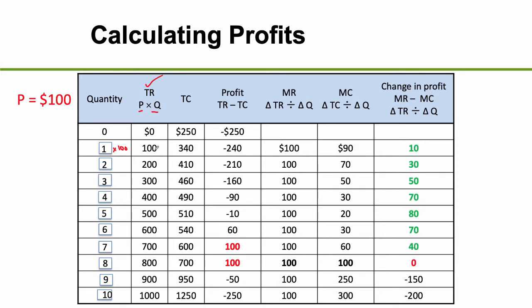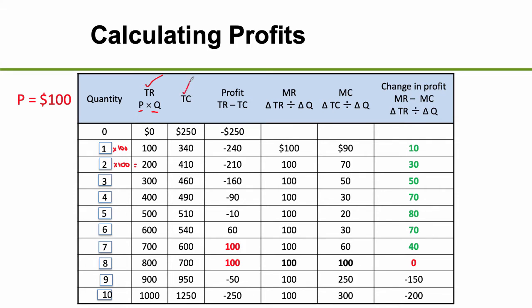So 1 times 100 gives us our total revenue. If we increase output to 2, well, it's 2 times the price of 100. That gives us our total revenue of 200. And price is always the same. All the way down, all we're doing is taking price times quantity.